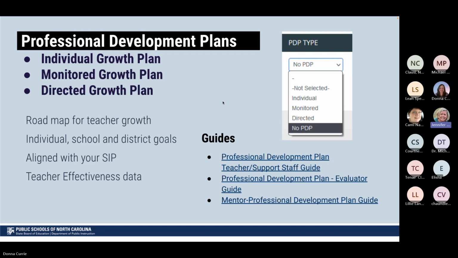So as you know, there are 3 different types of plans: individual, monitored, and directed. PDP plans are designed as a roadmap for our teachers to grow. We encourage you to have individual school and district goals that are aligned with your school improvement plan and the teacher effectiveness data. So keep that in mind as you're helping to guide your teachers through their professional development plan development and as you review them. We do have some guides linked here for you that you are welcome to use if you need some help with being the evaluator or helping your teachers to develop their plans.